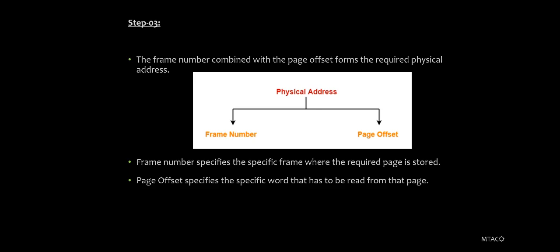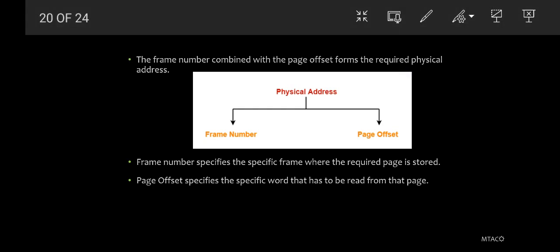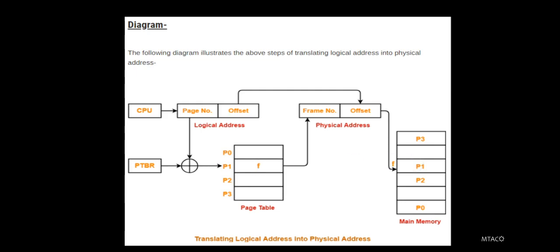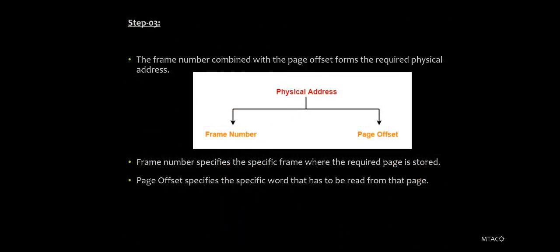Next, step 3. The frame number combined with the page offset forms the required physical address. Diba? From your logical, it should be converted to your physical address. So to make it a physical address, it is composed of your frame number. Ganiha kay for logical address kay page number man to siya, di ba?